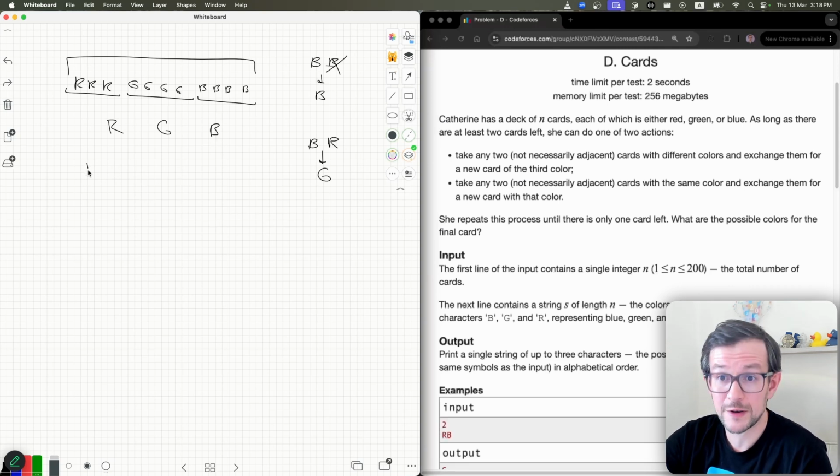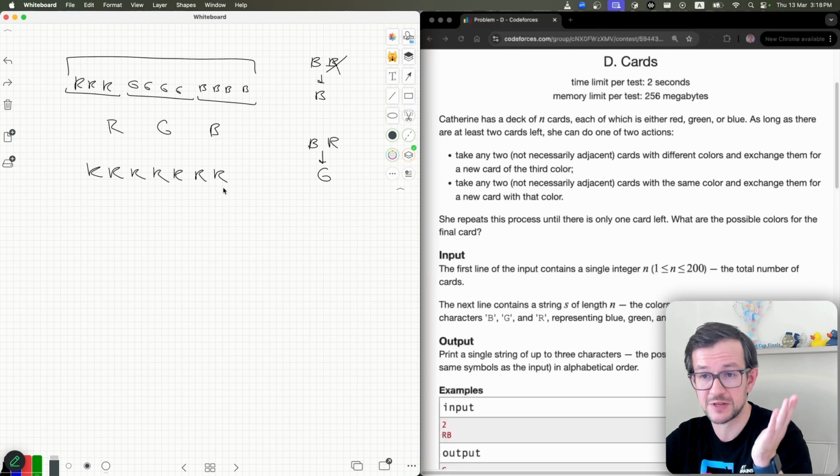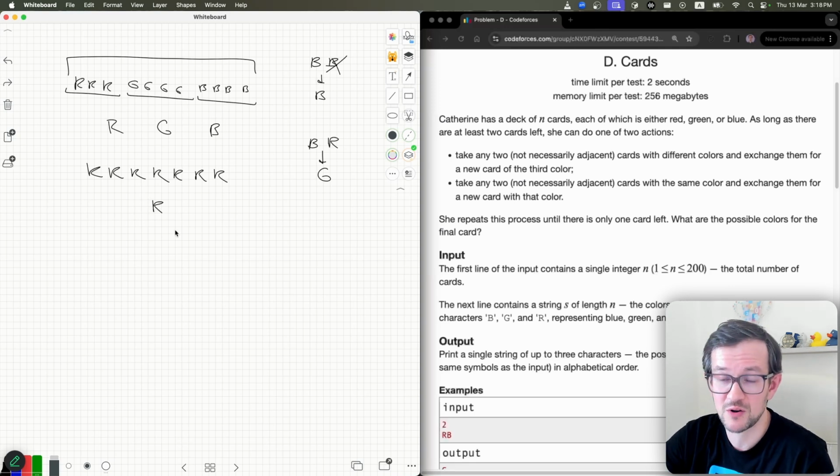If you have only one type, that's another easy observation. If all cards have the same type, then you can only get this type in the end, because all your actions create a card of the same type.